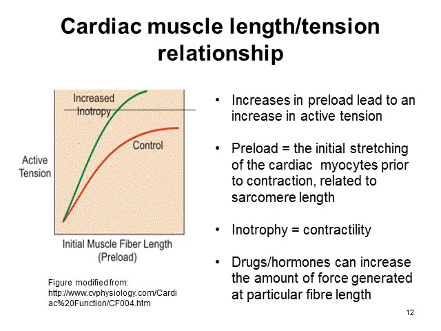Inotropy is a measure of contractility, so how much those cells will contract for a given preload. We can alter the inotropy with drugs and with hormones. Effectively, what this means is that we can change the amount of force that the heart fibres generate at a particular fibre length, so the heart can respond to demand for more blood or less blood, regardless of what else is happening in the body.